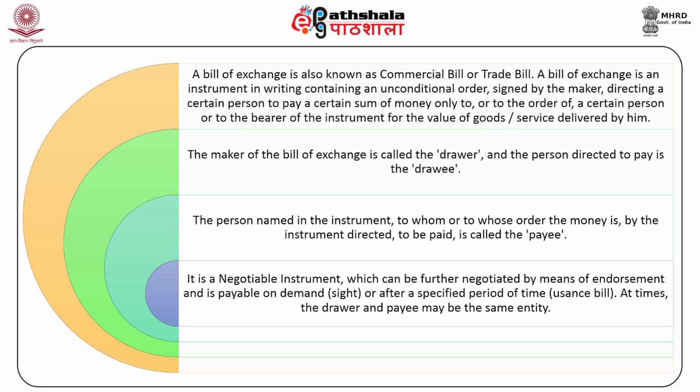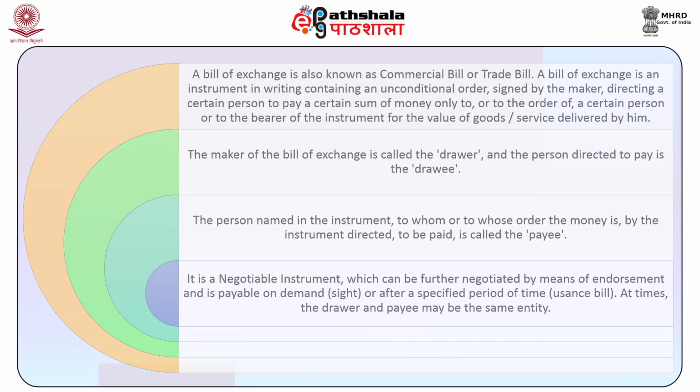The maker of the bill of exchange is called the drawer and the person directed to pay is the drawee. The person named in the instrument to whom or to whose order the money is to be paid is called the payee. At times, the drawer and payee may be the same entity.